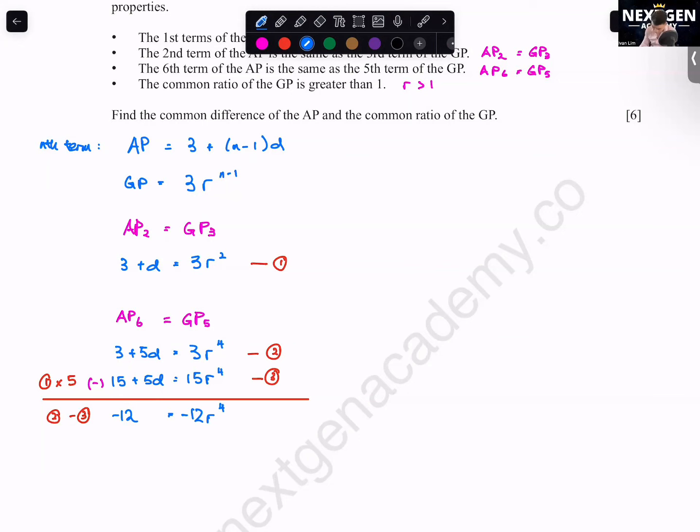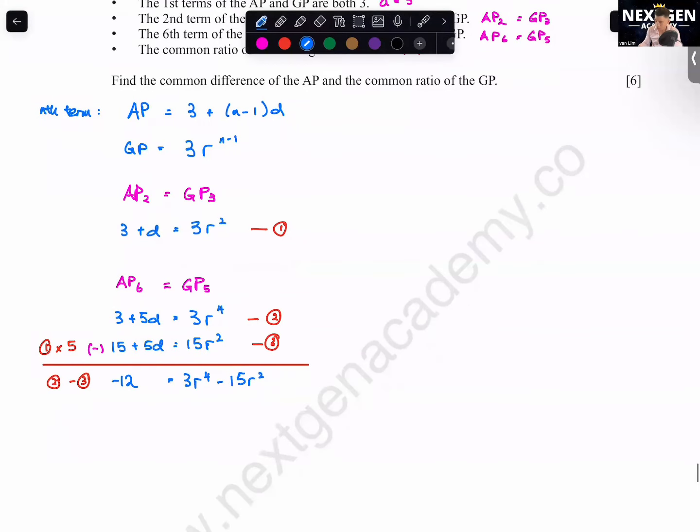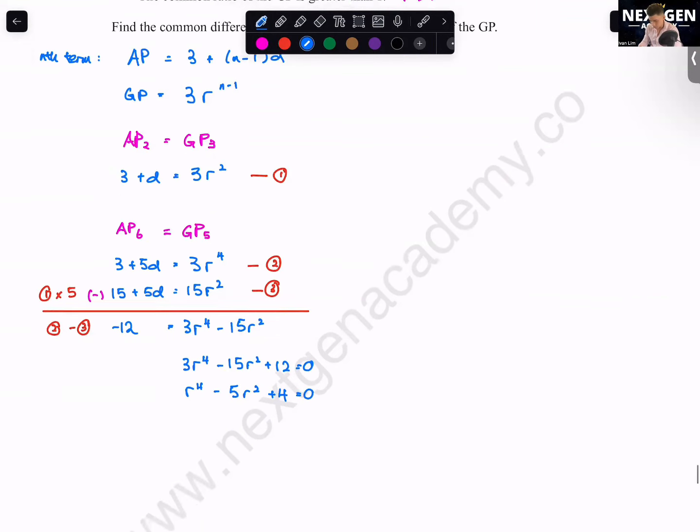Hold on a minute, I did something wrong already. This one is squared. So here you get 3r to the power of 4 minus 15r squared, and then minus 12. Some of you, I think you will get stuck over here. What do you need to do? You have to know that this is a quadratic equation. So you move everything to one side first: 3r to the power of 4 minus 15r squared plus 12 equals 0. I divide all by 3: r to the power of 4 minus 5r squared plus 4 equals 0.